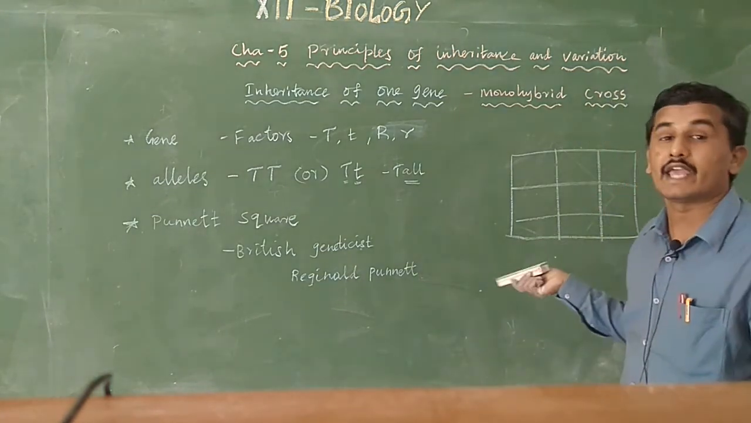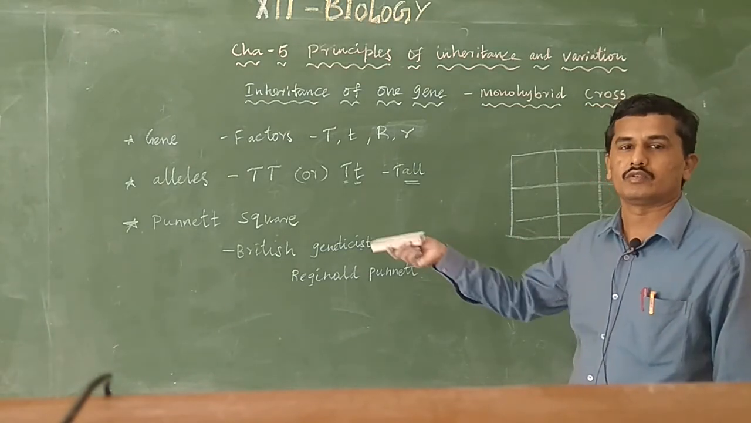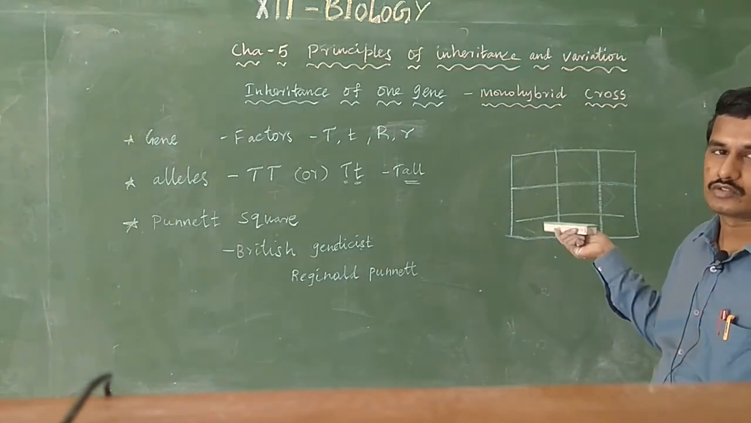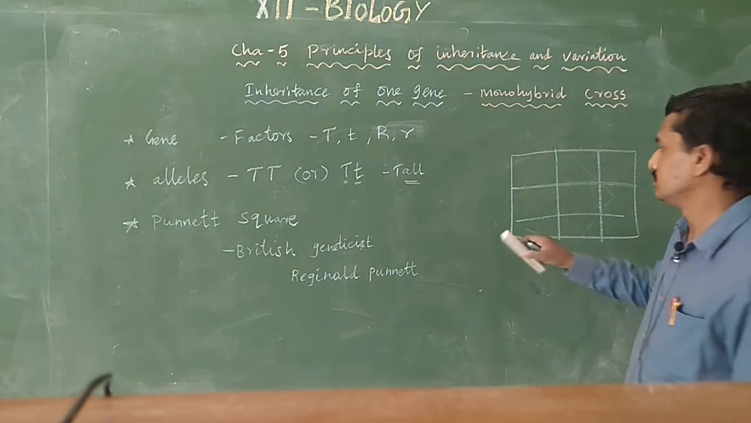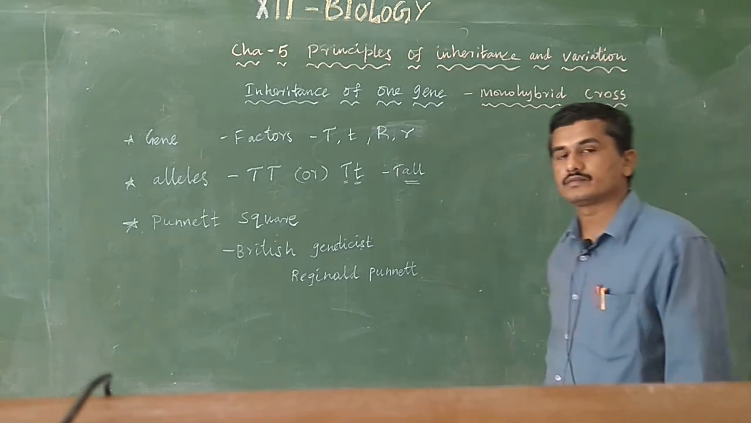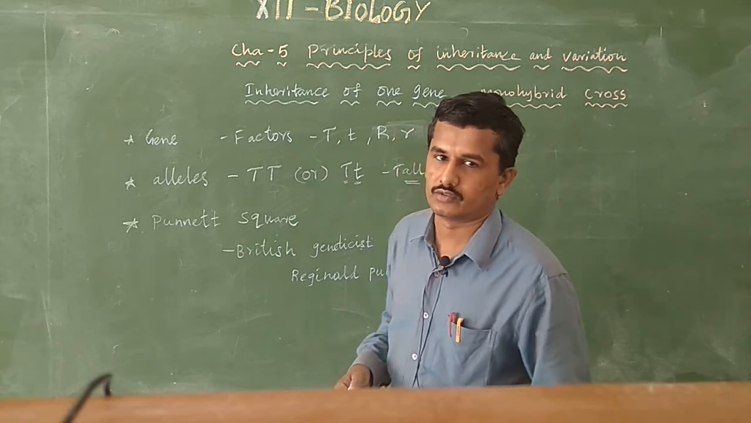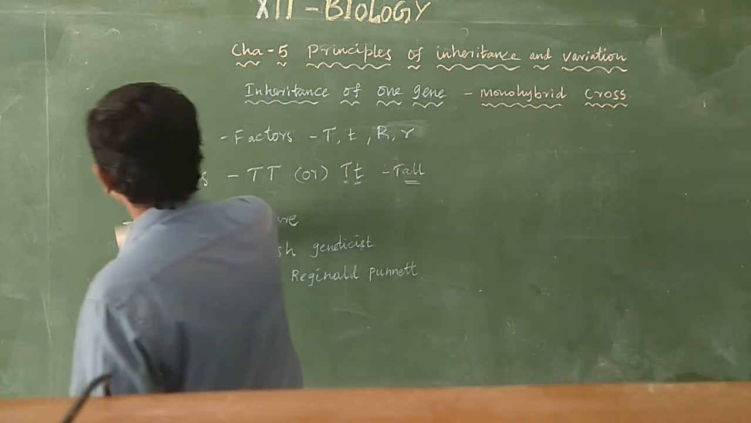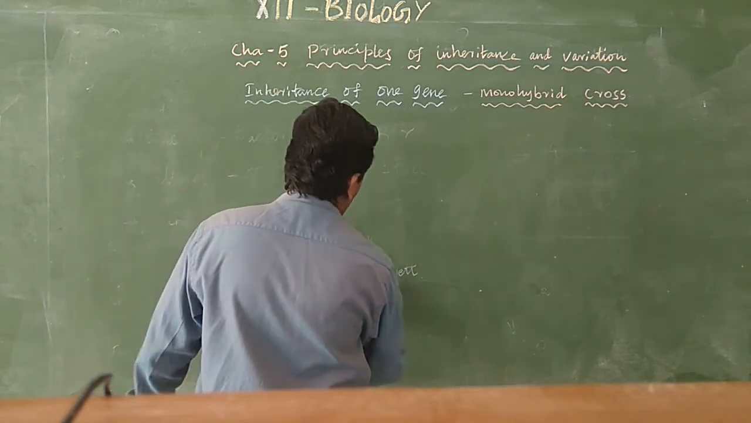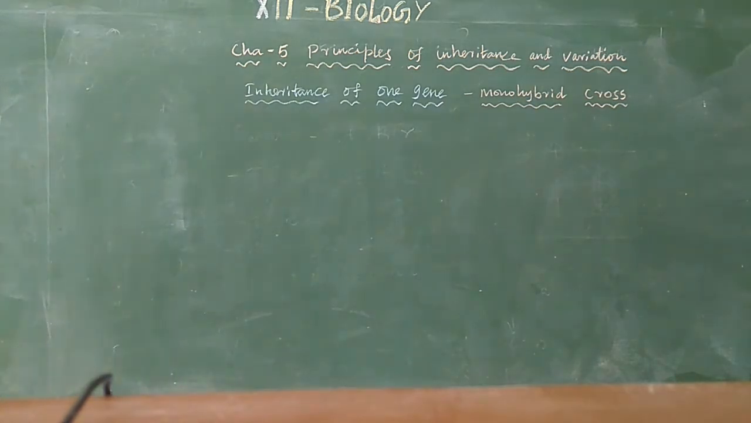In dihybrid crosses we also use the Punnett square. In monohybrid crosses it is simple, so we use the Punnett square there too. Punnett square is nothing but the square used by Reginald Punnett, for monohybrid as well as dihybrid crosses. Next, another example of a monohybrid cross. Already I have studied one example for monohybrid crosses, so next is another example.